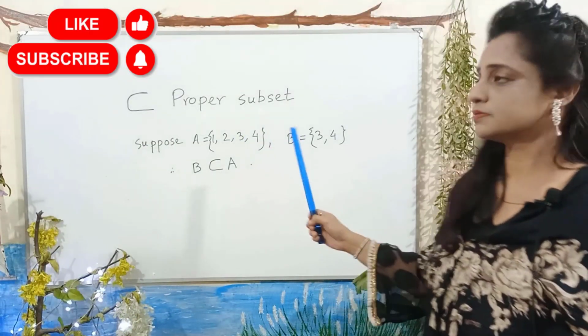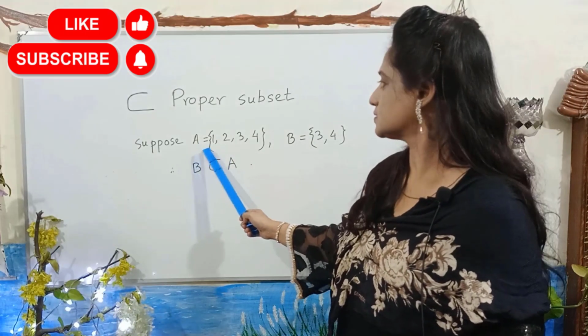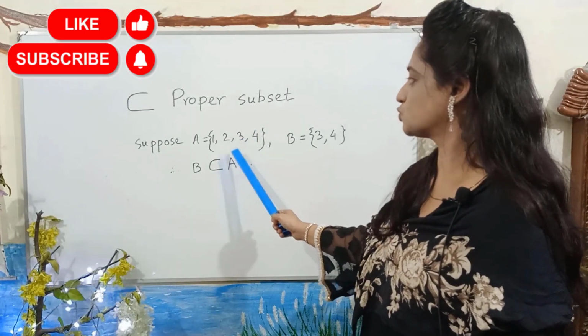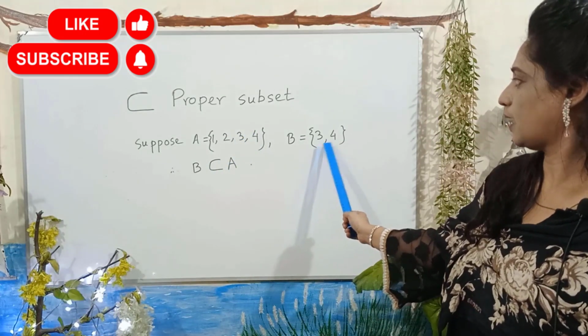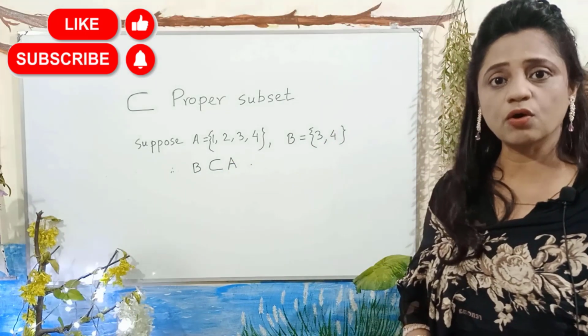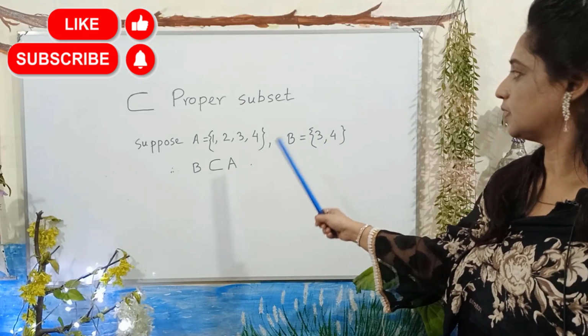This one is the proper subset symbol. For example, if A is a set, that is the elements of the set are 1, 2, 3, 4 and B is 3 and 4, we can say that B is a proper subset of A because all the elements are in A.